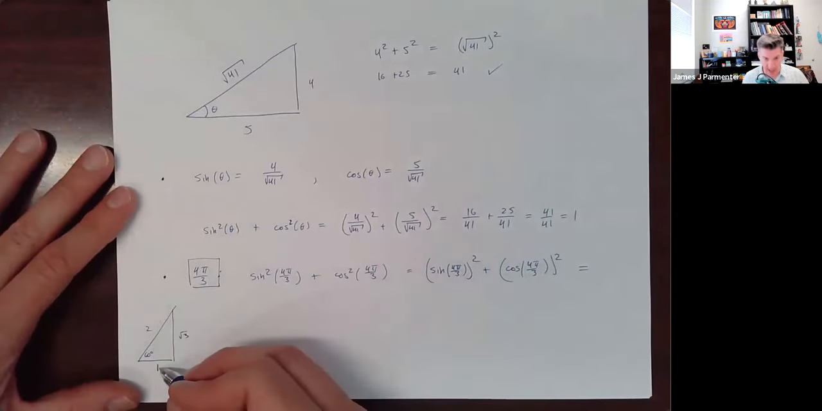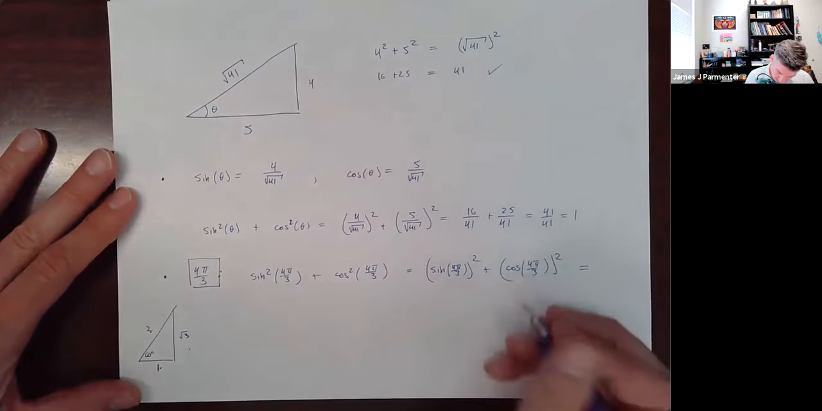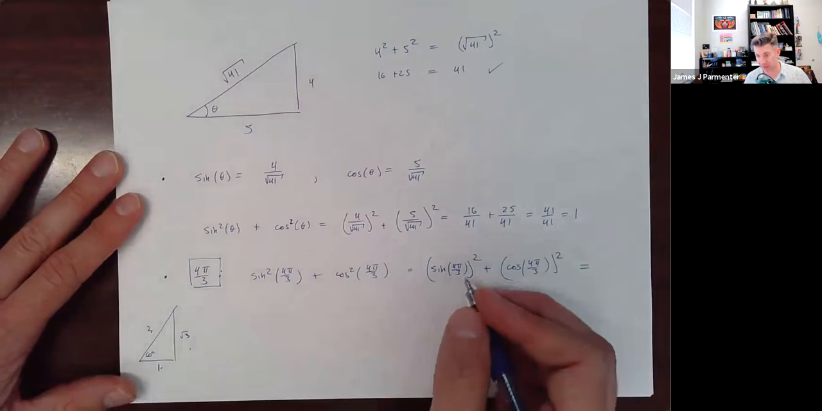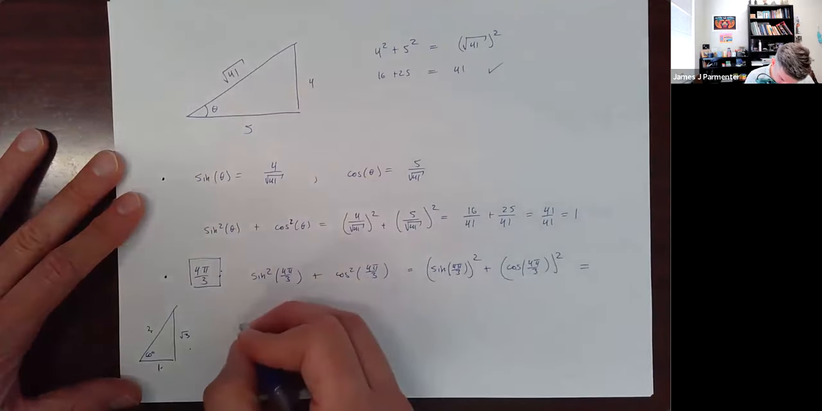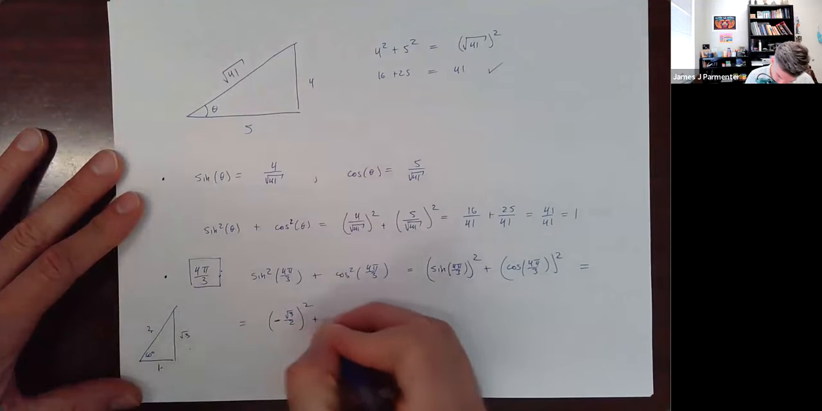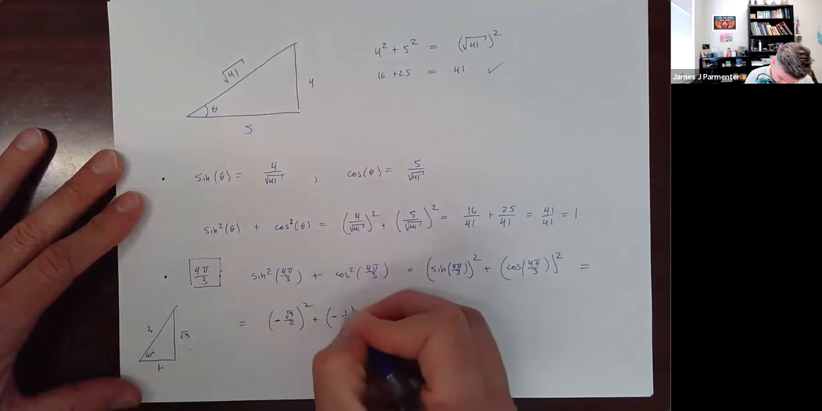Or you could do 1/2, root 3 over 2, and 2 over 2, which is 1, whatever you like. So then sine of 4 pi over 3, well, 4 pi over 3 is in quadrant 3, so sine is going to be negative. So is cosine. So I'm going to get negative root 3 over 2 squared plus cosine of 4 pi over 3 is going to be 1/2, so it's going to be negative 1/2 squared.